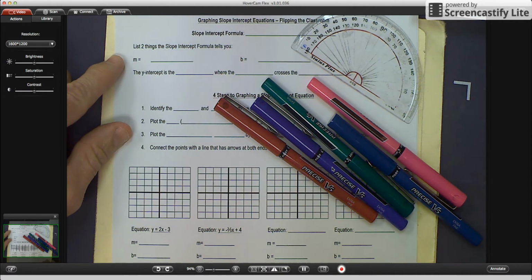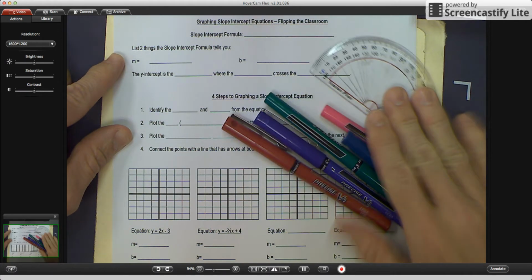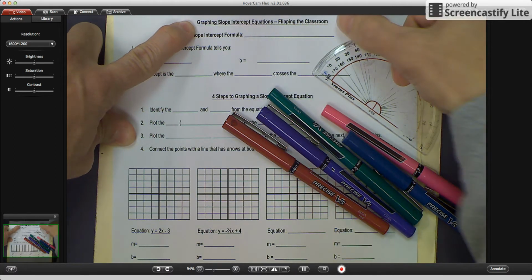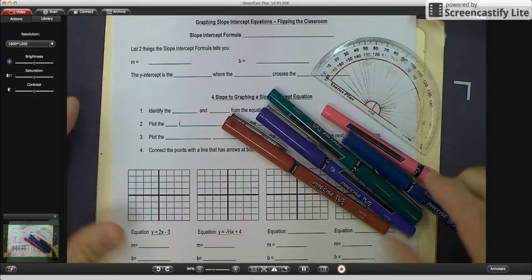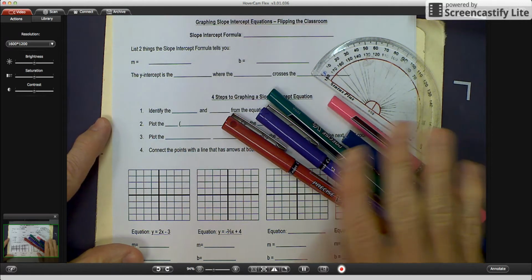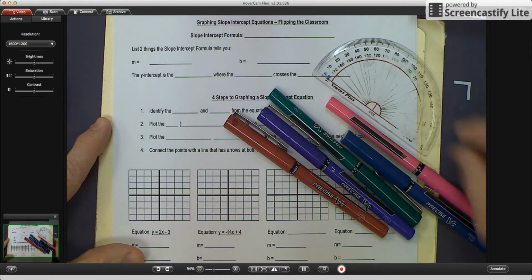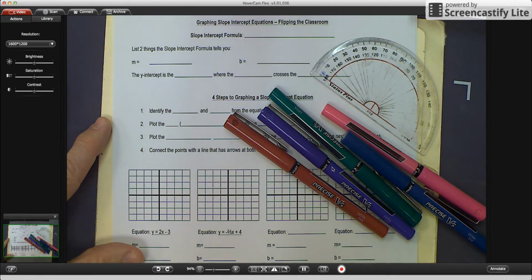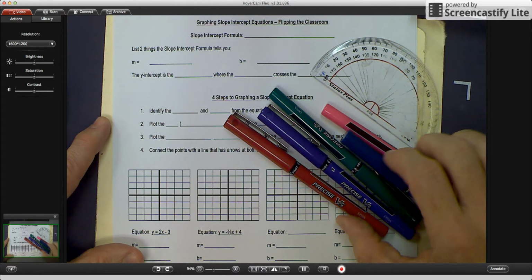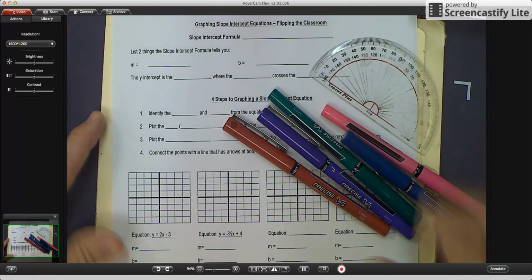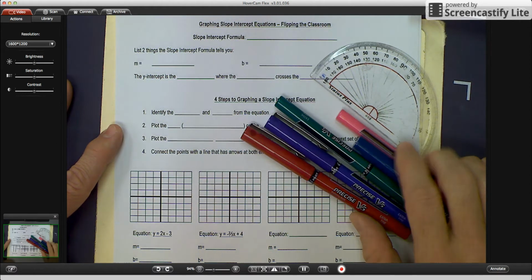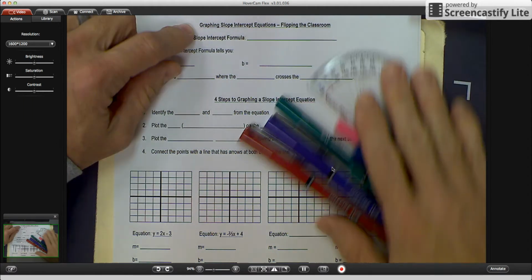My name is Mr. Jealous, and today's lesson is going to be on graphing slope-intercept equations for the flipping of the classroom presentation. You'll notice that I have a lot of pens here, different colors. I have a straight edge. If you don't have a straight edge like this, you could use a credit card, a student ID card, or the side of an iPhone. But we need something that has a straight edge so you make a good, clean line when you're graphing, because we are going to be graphing today. So let's get started on graphing slope-intercept equations.